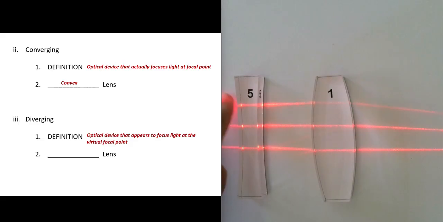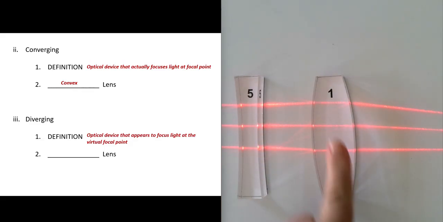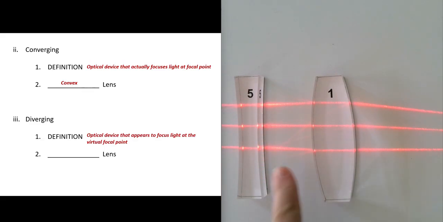It might be a little bit hard to see, but you can see the spacing here versus the spacing in here, which is slightly wider. And so concave lenses are diverging.